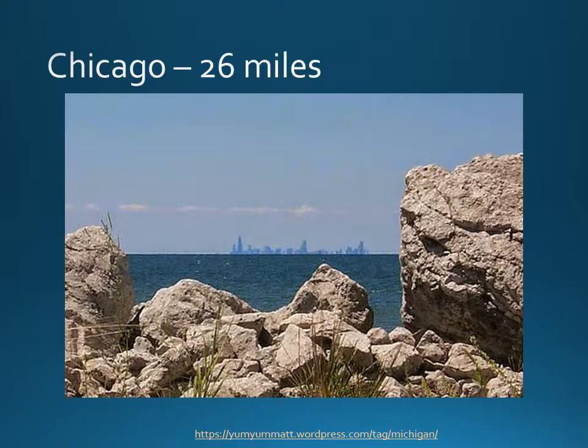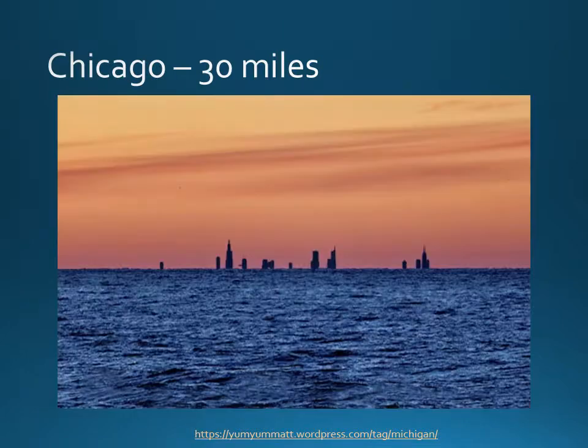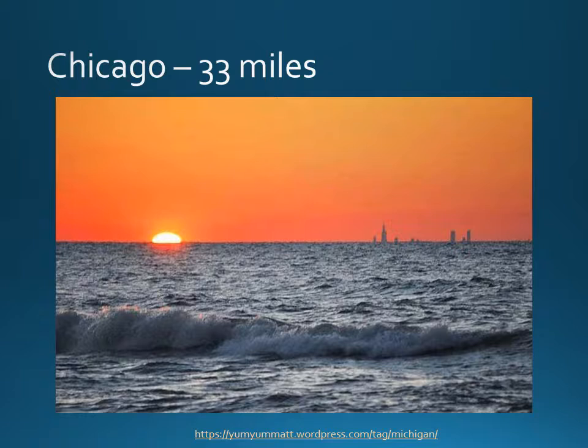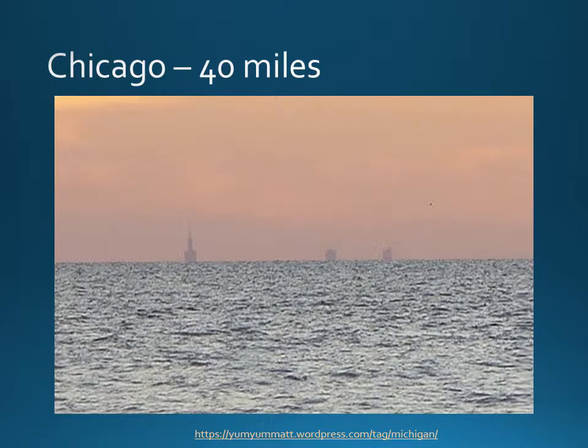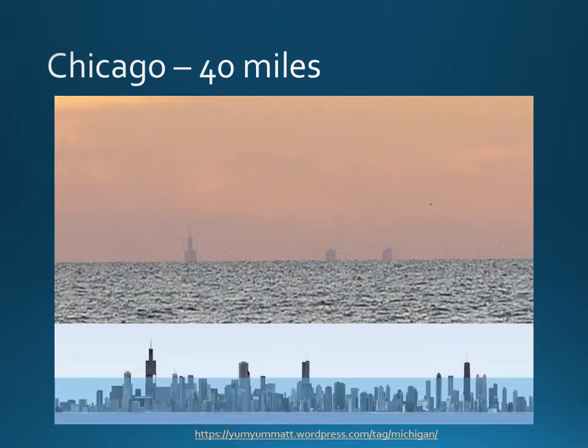At 26 miles, the bases and ground are clearly missing. At 30 miles, the shortest buildings are no longer visible. At 33 miles, only the tallest dozen buildings remain visible. At 40 miles, only the 4 tallest buildings are still visible. The image below is a drawing showing roughly the scale of the hidden parts of the city. The Willis Tower is on the left. The John Hancock Center on the right of the drawing is out of the frame of the image.